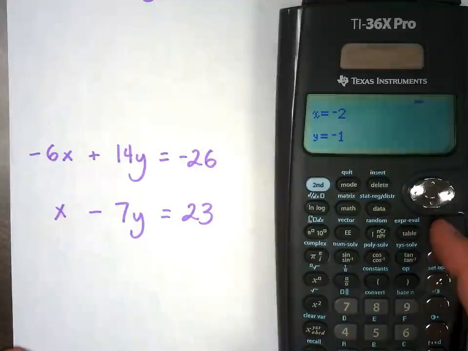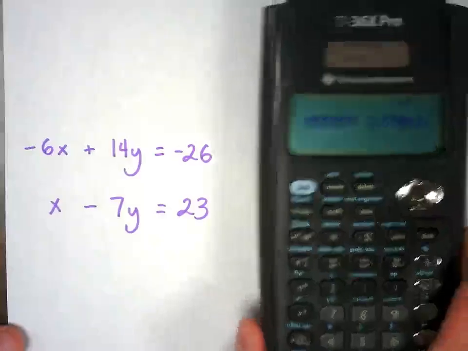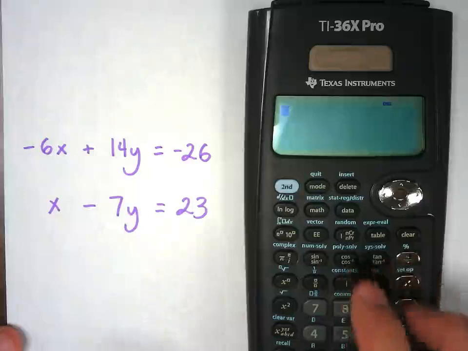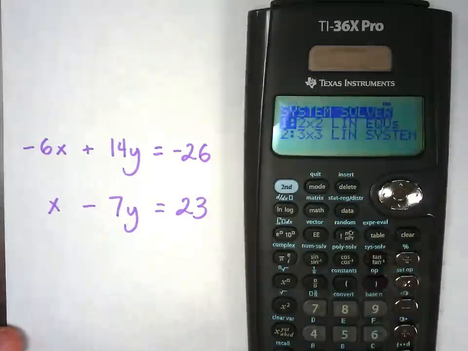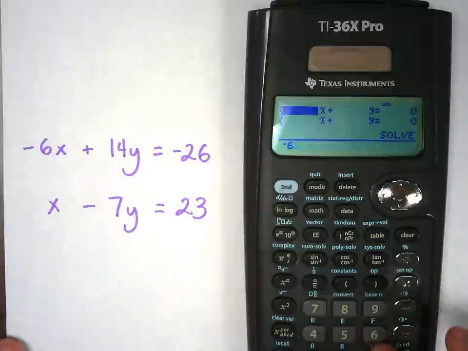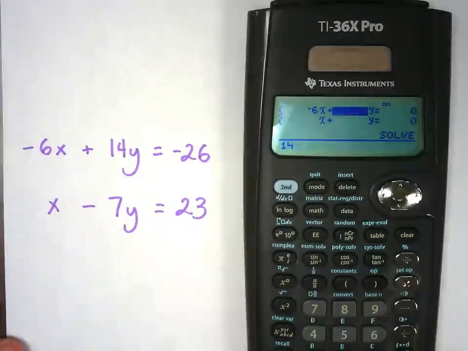I like to press on clear at the same time so I can get memory cleared and start fresh from the beginning. So that, I just did memory cleared. Now again, I press second, System Solve for that tangent button. It's going to be a 2 by 2. I press Enter. Now I plug it in exactly the way it says. That's -6, Enter. +14, Enter.